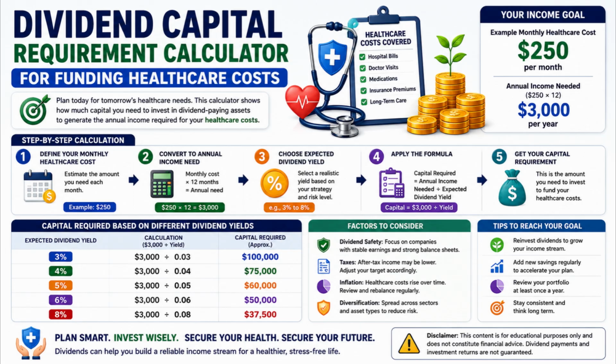Overall, this calculator shows that funding $250 of monthly healthcare costs may require approximately $100,000 at a 3% yield, $75,000 at 4%, $60,000 at 5%, $50,000 at 6%, or $37,500 at 8%. The main takeaway is that lower yields require more investment capital, while higher yields require less capital but may involve more risk. Therefore, the most effective plan should balance income, dividend safety, diversification, inflation protection, and long-term growth.